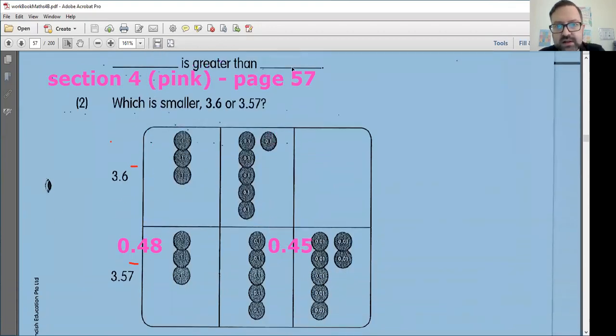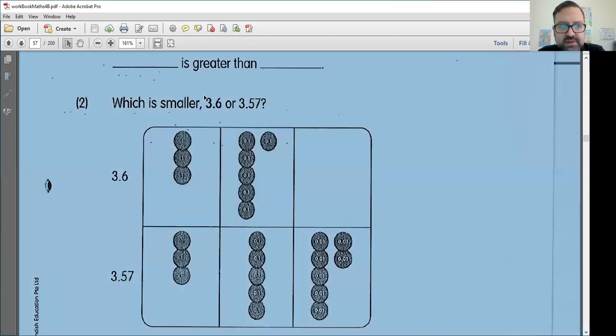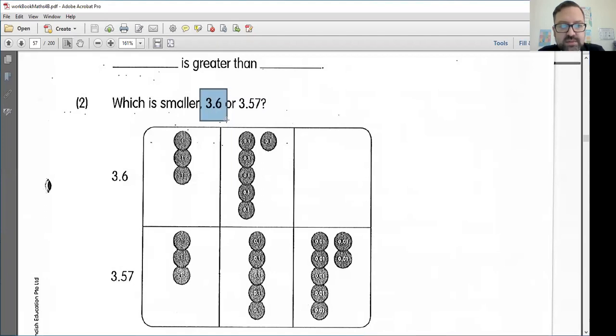All right, and also let's make sure that we are paying attention to what they're asking us. This one says, which is smaller? All right, so we have 3.6 or 3.57. Now, once again here, this is a little bit different because we have more numbers in 3.57. However, 3.6 is still a greater number. Why? Because it's got more tenths. So let's check that out here.